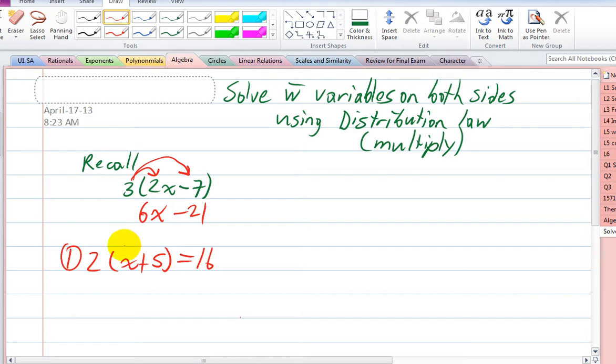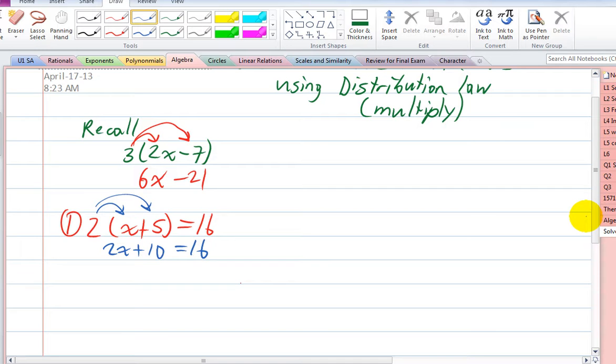Okay, so go ahead, do your multiplication. Two groups of x plus 5, and get 2x plus 10 equals 16. Just like yesterday, move the 10 to the other side by subtracting. And we get 2x equals 6. I guess I should write properly. Divide by 2. X equals 3.